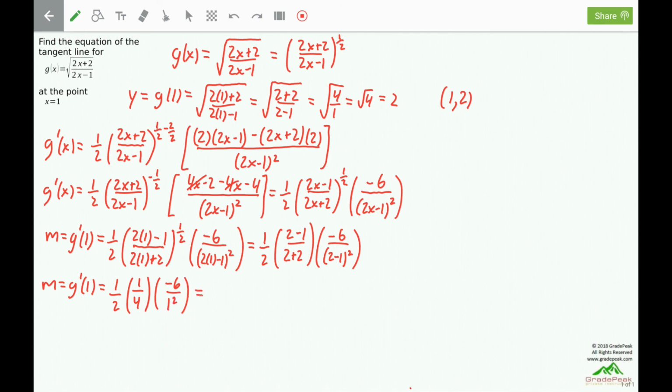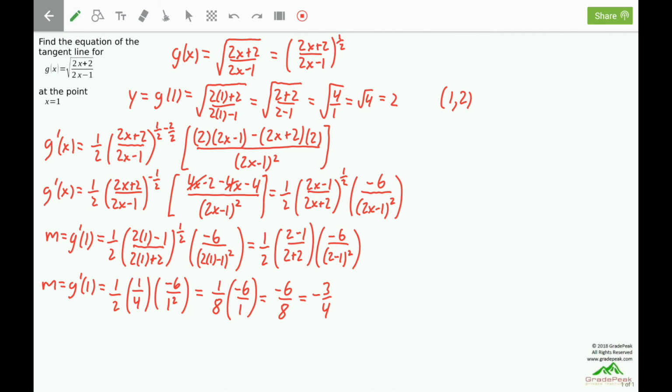We can multiply the first two fractions. 1 times 1 is 1, 2 times 4 is an 8, so 1 over 8. And then we have a negative 6 over 1 squared, which is 1. We can now multiply these fractions. Multiply the numerators, that'll be a negative 6. Multiply the denominators, that'll be an 8. Let's reduce this by a factor of 2. And I'm ending up with a slope of negative 3/4.